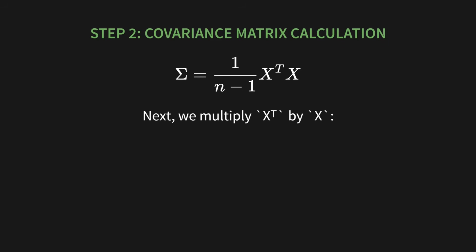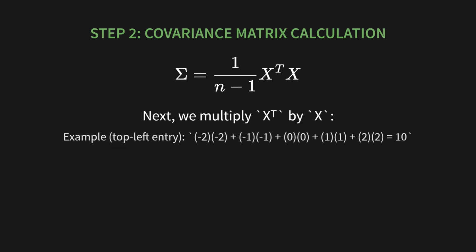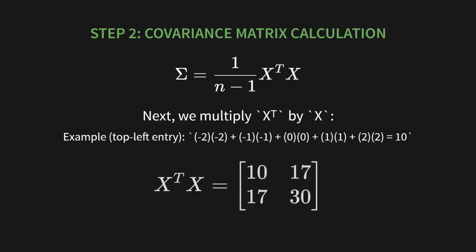Next, we multiply x transpose by x. This is the main event. For example, to get that top left entry, we take the dot product of the first row of x transpose and the first column of x. So that's negative 2 times negative 2 plus negative 1 times negative 1, and so on, which gives us 10. When we do that for all the entries, we get this matrix, 10, 17, 17, 30.